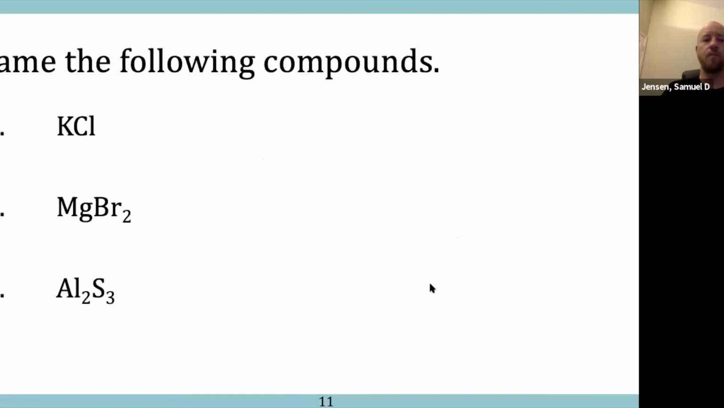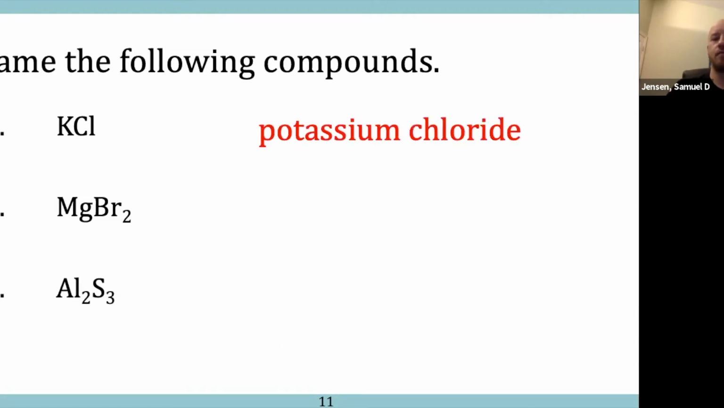Just like on the nomenclature quiz, if I give you a compound, you want to be able to name it. So we have potassium chloride, magnesium bromide, and aluminum sulfide.